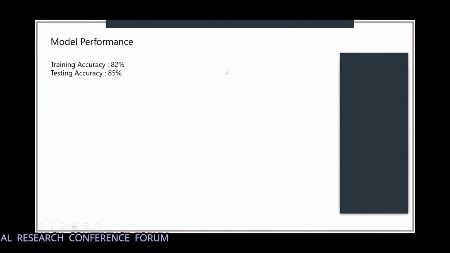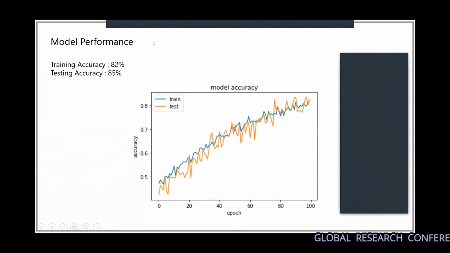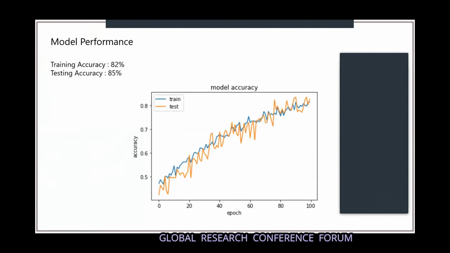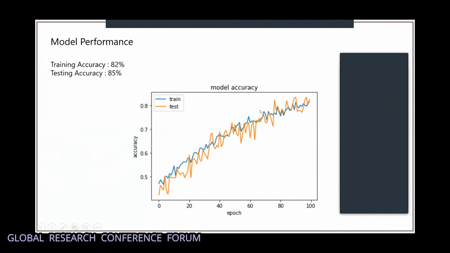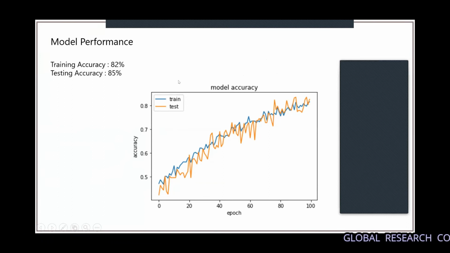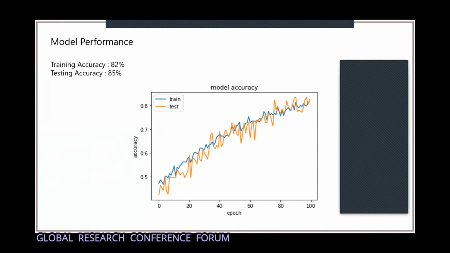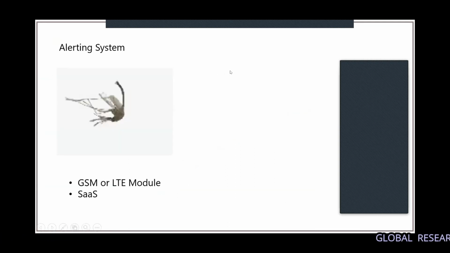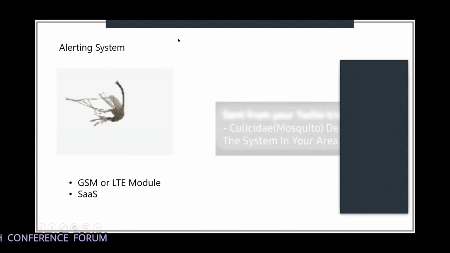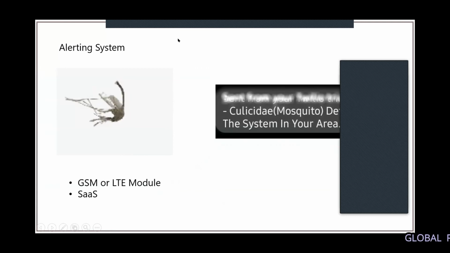When we trained our model, we achieved 82% training accuracy and 85% testing accuracy. As you can see, there is a very small gap between the testing and training accuracy, which shows that the model can be trained for more epochs for a better accuracy model.